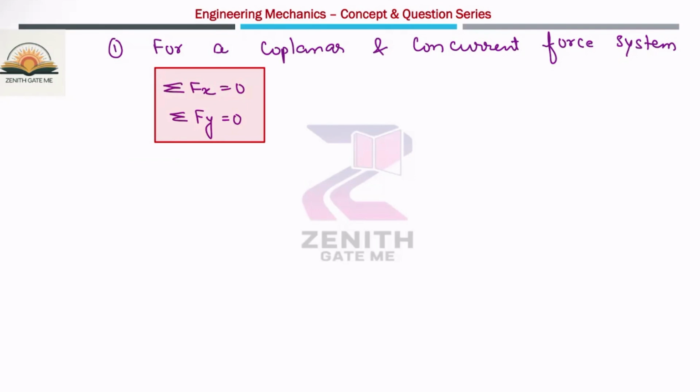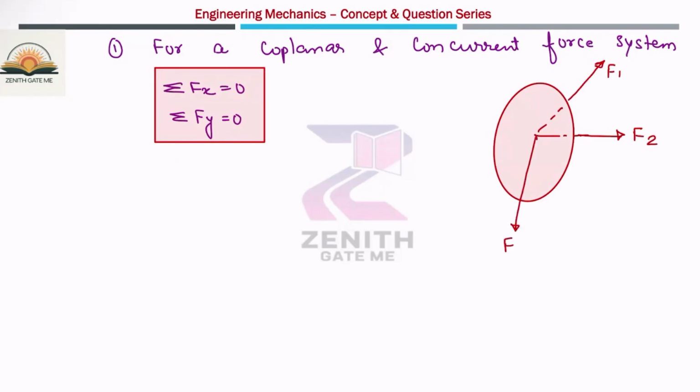Okay, so let us suppose this is a body, and the forces are acting. Let us suppose this is the F2 force, this is the F1 force, this is the F3, and this will be the F. Now if you see, all these forces are lying in the same plane. Let us suppose this is the x-axis and this is the y-axis, so the plane is the xy plane, and they are passing through the same point, which is O. Now you can use these two equations for solving these problems.